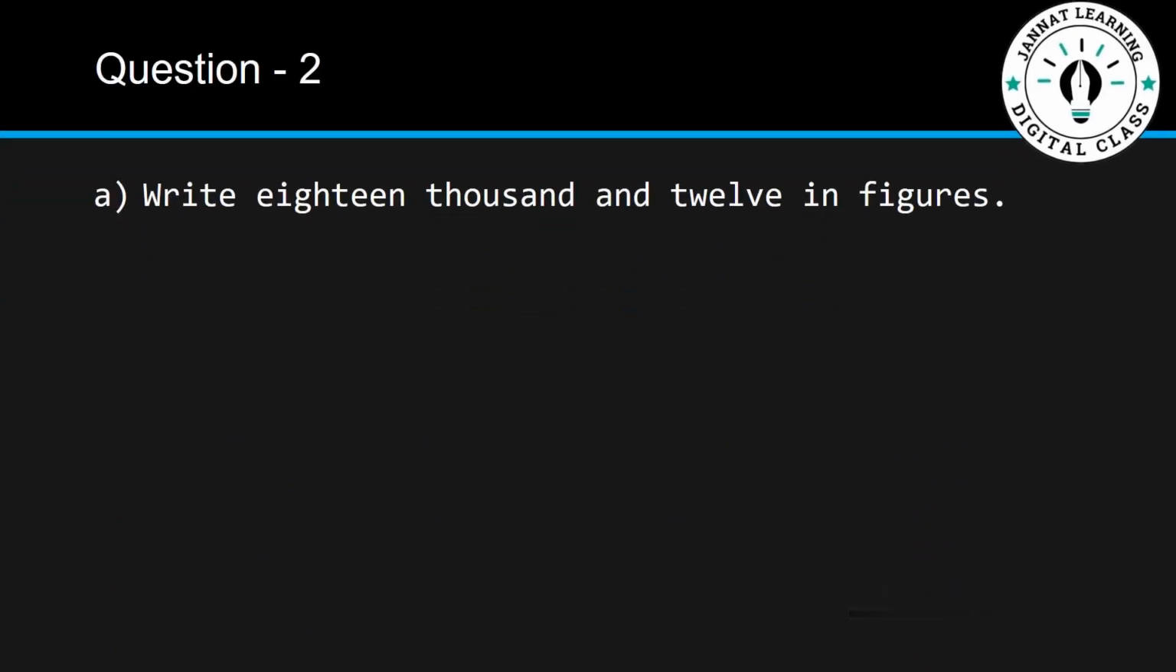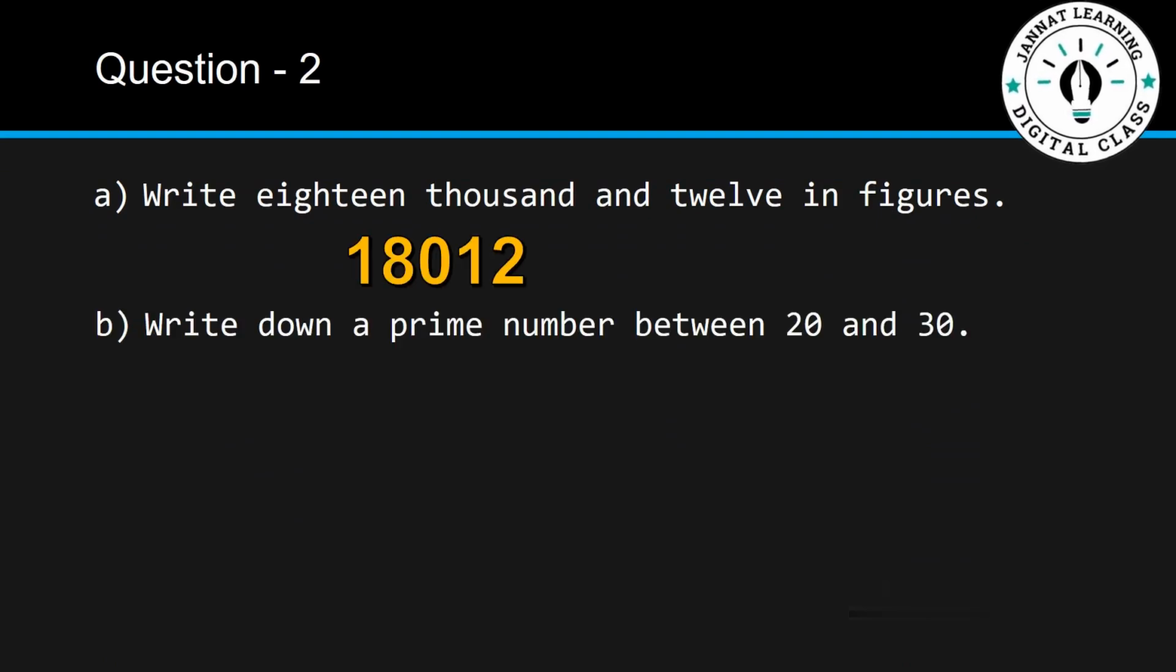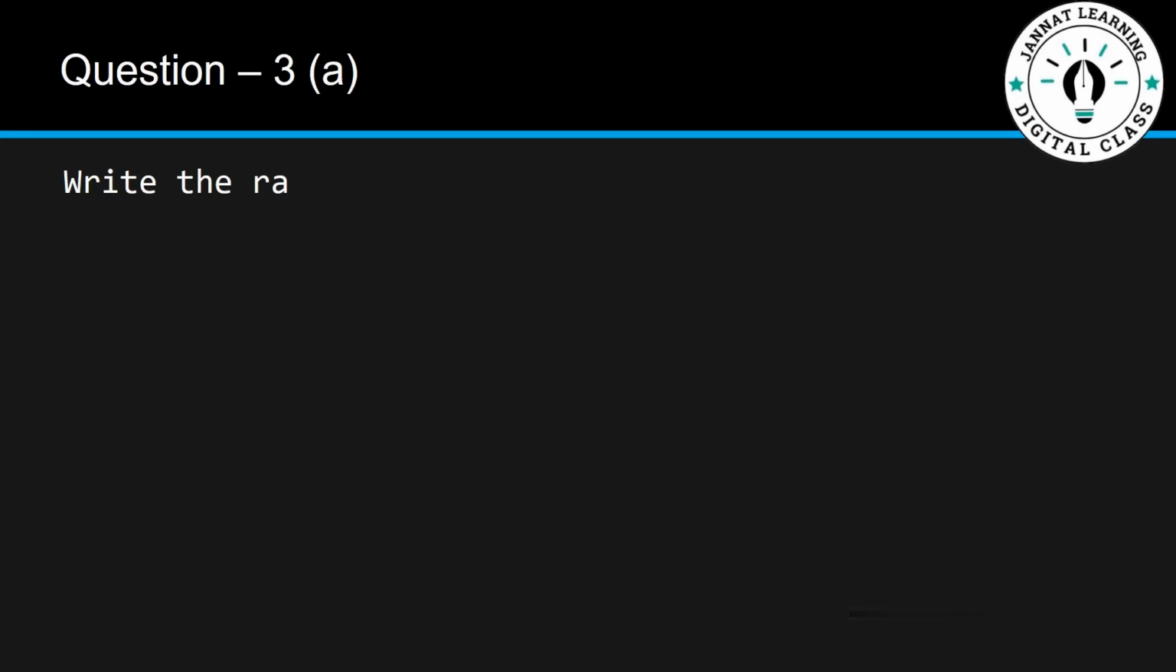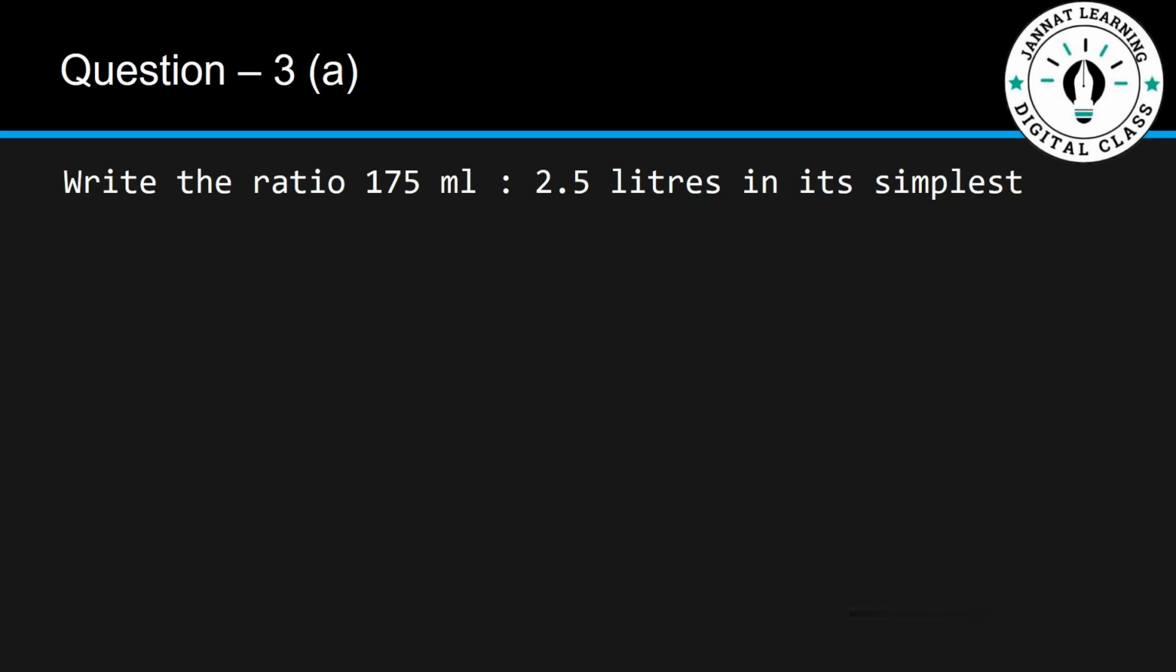Write 18,012 in figures. Write down a prime number between 20 and 30. Find the reciprocal of 1 over 9. Write the ratio 175 milliliters to 2.5 liters in its simplest form.